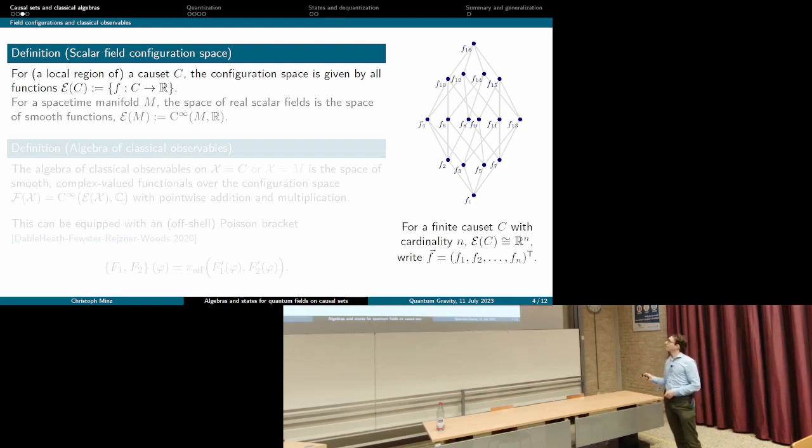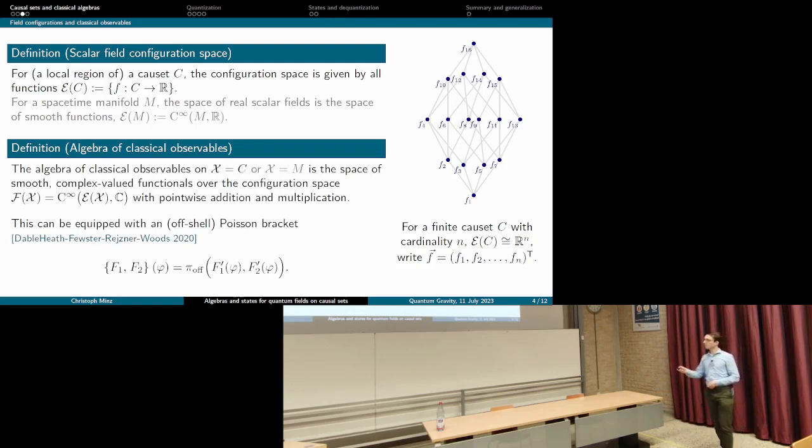And to get the algebra of classical observables on that, we first take functionals of these fields. Any functional of that gives us, in the algebraic sense, the algebra of classical observables. And in addition to the pointwise addition and multiplication for the algebra, you can also equip it with a Poisson bracket. This is so far off-shell, because we haven't imposed any field equations yet. And you can find more in this paper here.